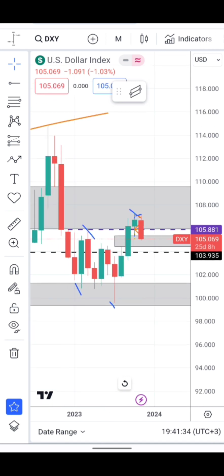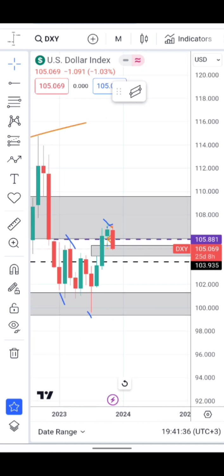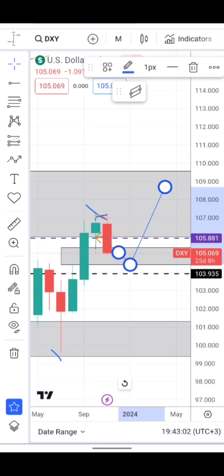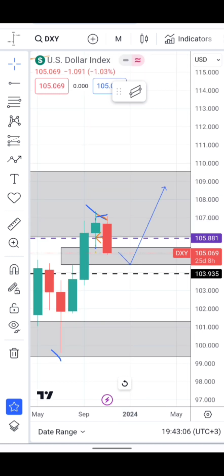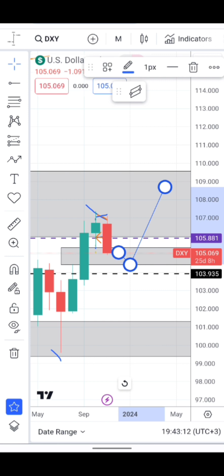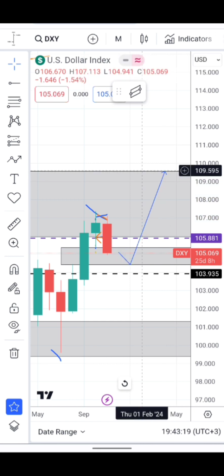Possible price action on the monthly time frame as it stands. So possibly US dollar index could behave in this manner. So try and fill that fair value gap to rebalance price, then go for the 109.595 high, which is a sign that it will completely fill the monthly fair value gap.